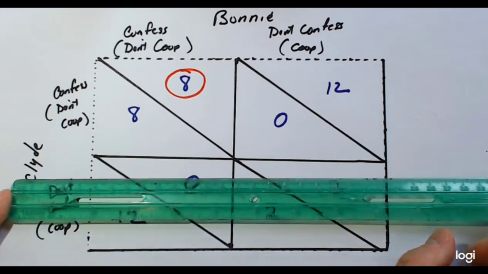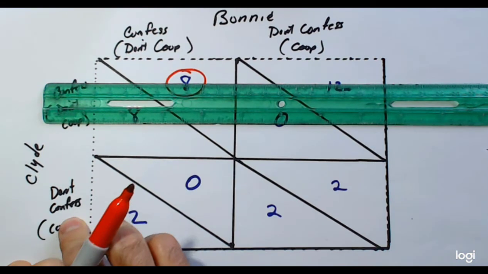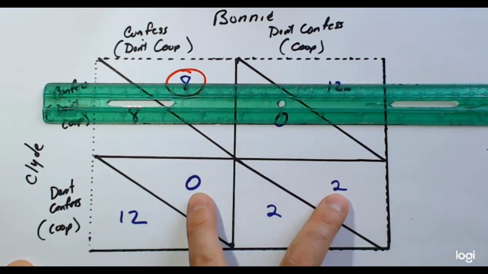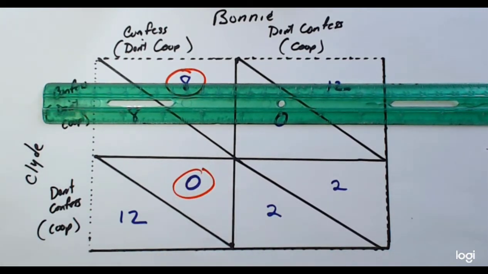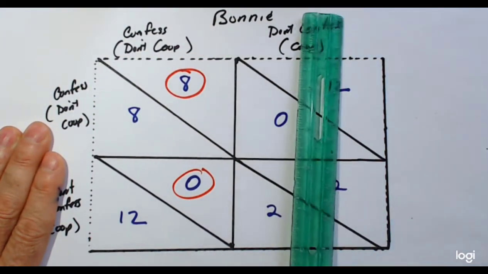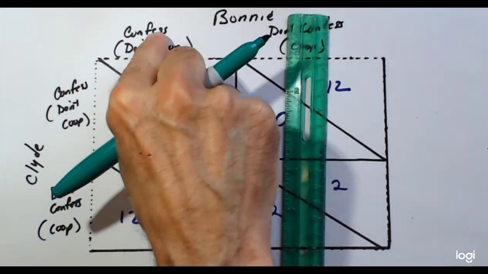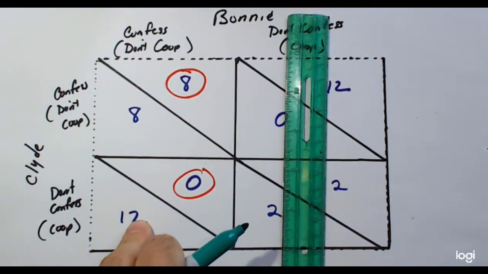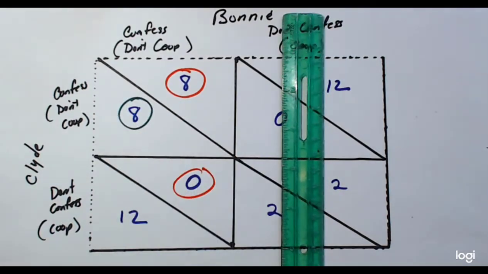Now, what happens with Bonnie's decision if Clyde decides not to confess? She's looking and comparing these two terms here. Well, what's best is she should confess when Clyde does not confess. Now let's look at Clyde here, and the way to do it is block this off and say, well, what's better for Clyde? If Bonnie confesses, he gets 12 years if he doesn't, and 8 if he does confess. So it looks like 8 is better for him.